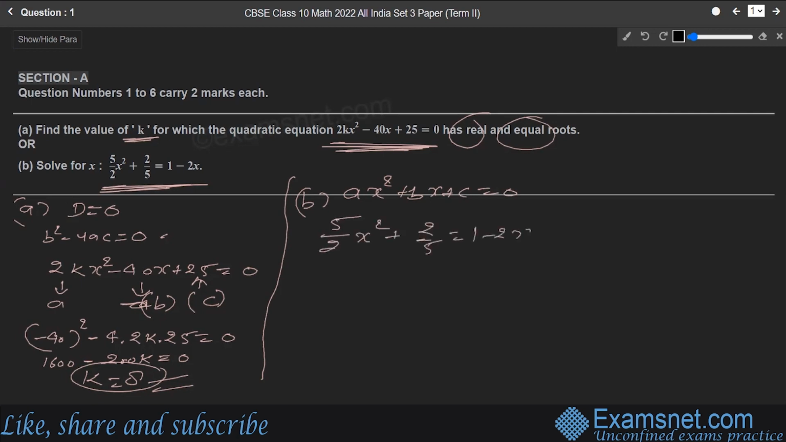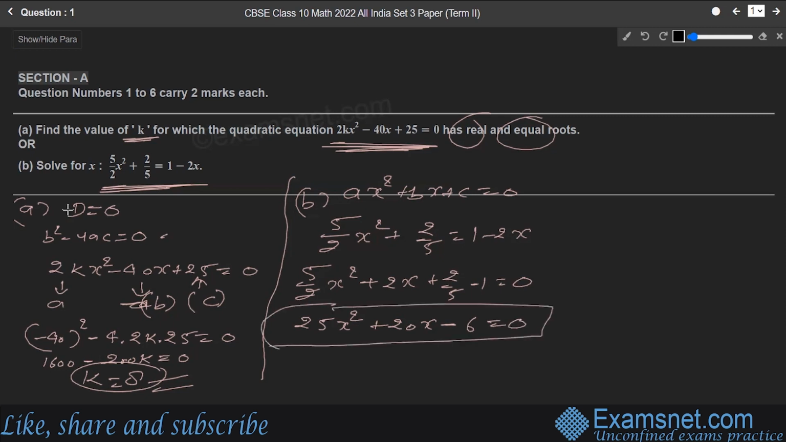1 minus 2x. Let us bring the coefficients. 5/2 x² + 2x + 2/5 − 1 = 0. So ultimately the equation reduces to, let us multiply everything by 2, so that this 5/2 is gone. If you do this, you're going to get 25x² + 20x − 6 = 0. This is the ultimate equation for which we have to solve for x.